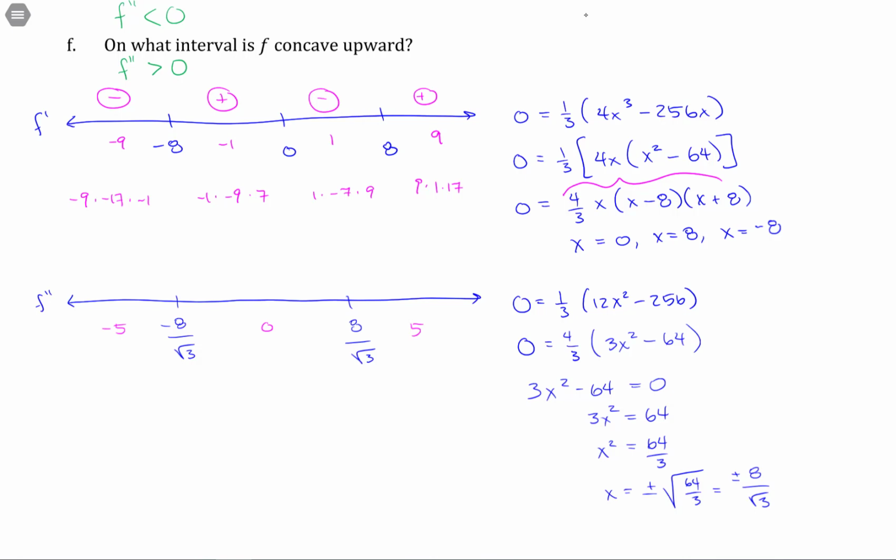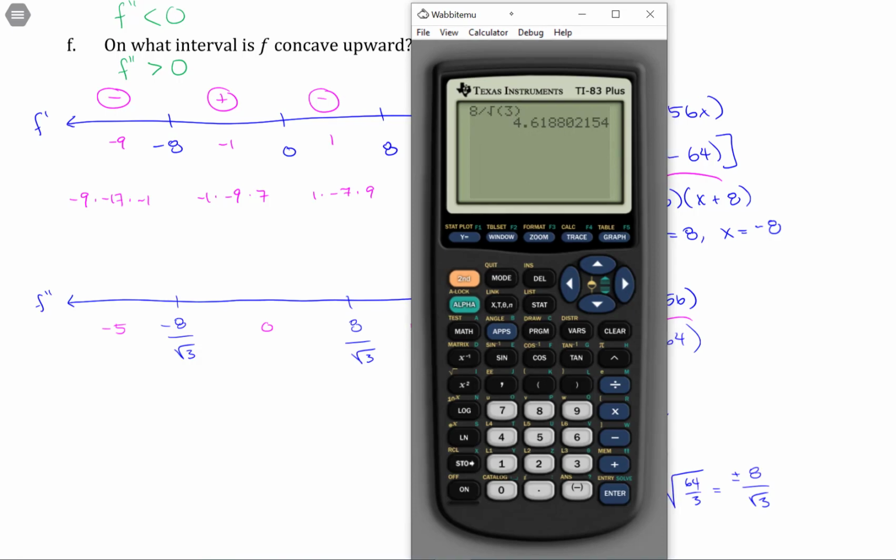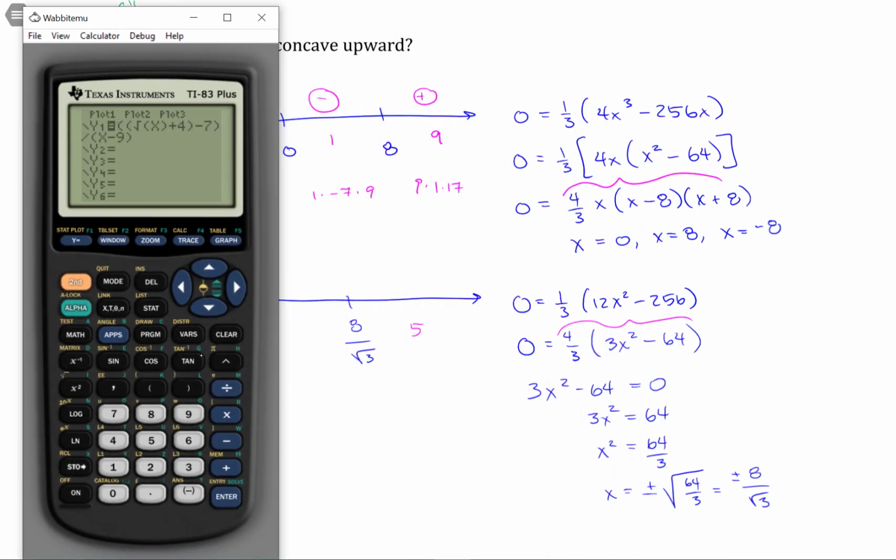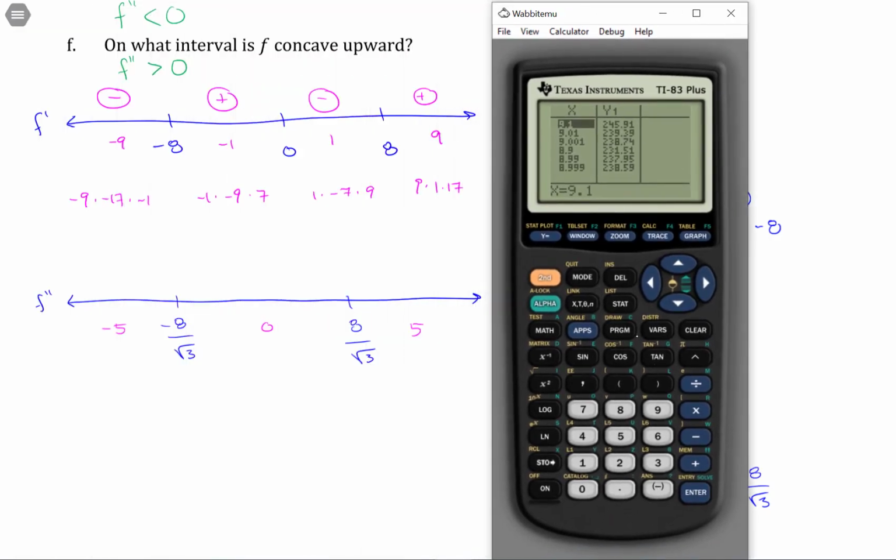Now, I need to take these values and plug them into the second derivative. Maybe I'll use the calculator to help speed things up this time. Effectively, if I just take my function, put that in for y1, and use a table, then I can evaluate at a bunch of different values quickly. So let me clear some of these things out. All right, so at -5, at 0, and +5, it's positive, negative, positive.